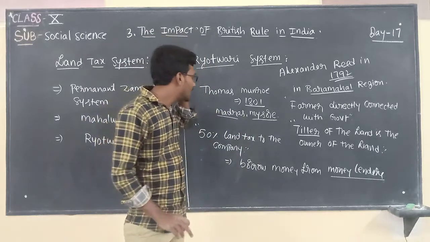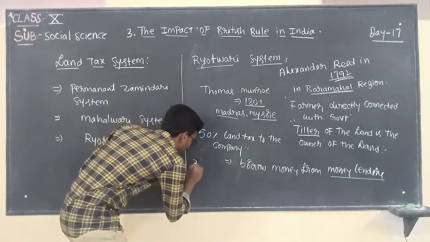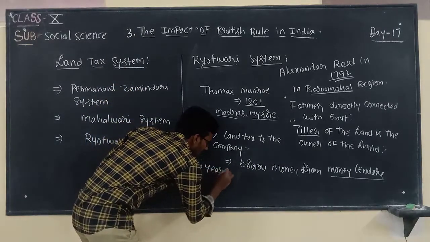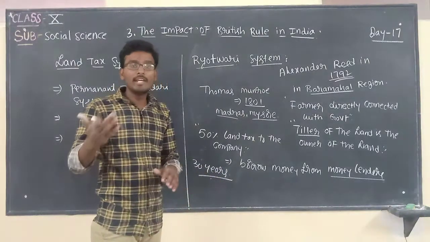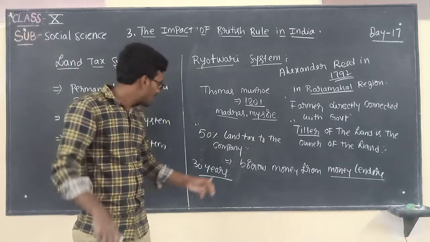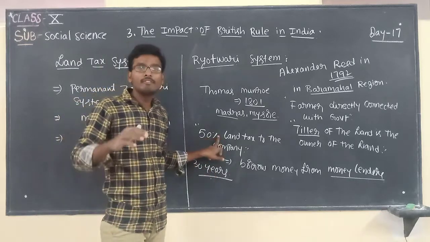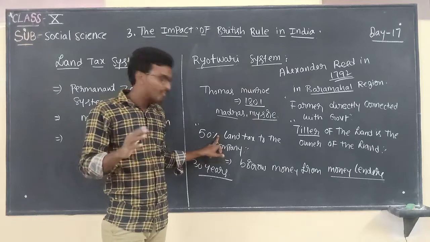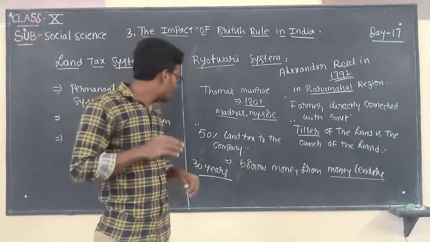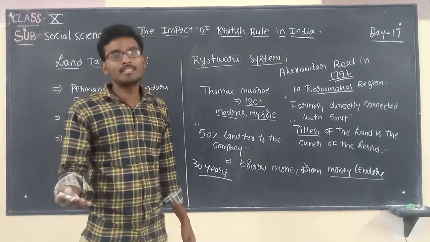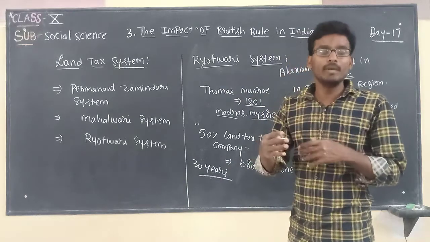See, here the East India Company will give a license for 30 years. The British East India Company will give ownership to the farmers for how many years? 30 years. For the 30 years, they have to pay 50% of the land tax. Wherever they are unable to pay, at that time, they will collect the land. And moreover, after 30 years, this license will be reviewed, meaning renewal.